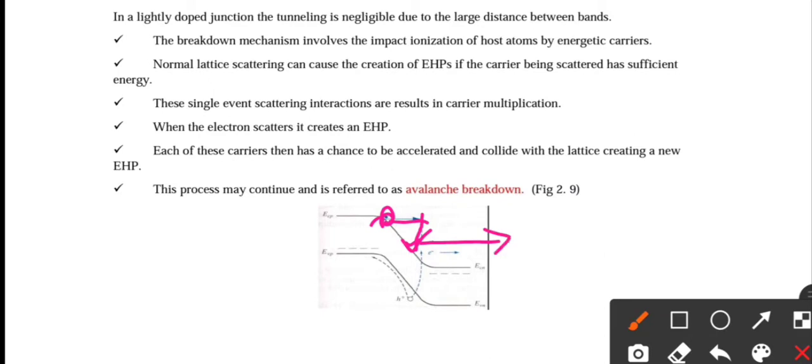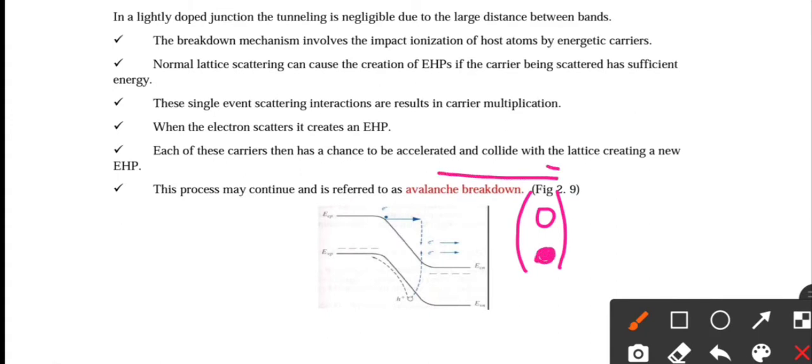The initial electron and the created electron will go to the N side and the hole will move to the P side. This has been shown in this figure. Once again, see here, an electron has got sufficient kinetic energy. It hit the lattice and generated an electron hole pair. The first initial electron and the formed electron will move to the N side and the created hole will move to the P side. This electron will lose its kinetic energy and go on. That has been shown in this first figure.